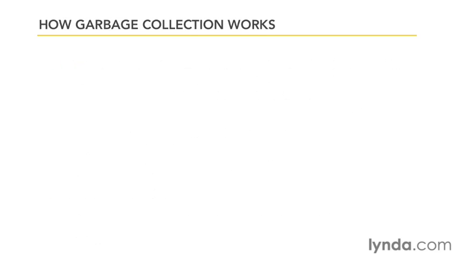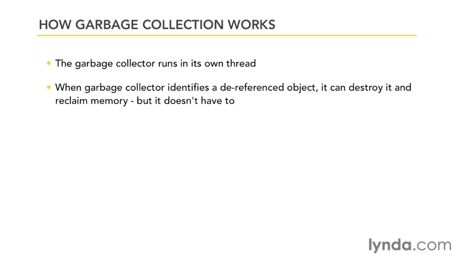So when does garbage collection happen? The garbage collector runs in its own thread, so it doesn't affect your applications. As long as the system on which your application is running has adequate resources, you shouldn't notice that the collector is running. And the garbage collector has incredible autonomy. The Java Virtual Machine runs the garbage collector when it thinks it needs to, and when the garbage collector identifies an object that no longer has any references, it has the option of either destroying it and reclaiming the memory, or not. It has its own algorithm, its own logic, for figuring out how to manage the memory, and it's not up to you. You as a programmer cannot force garbage collection in Java.